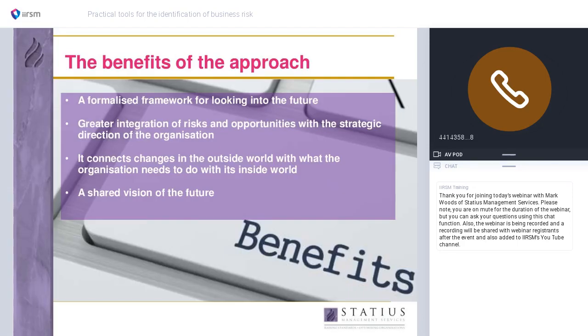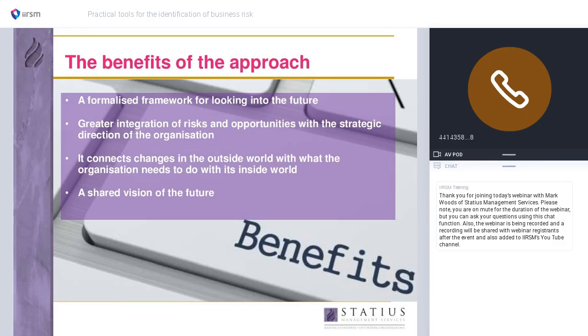The benefits of the approach, slightly different to the what's in it for me approach. We think you'll obviously make up your own mind. There are 4 key benefits to adopting today's approach. One is you get a formalised framework for looking into the future and identifying risks and opportunities. There's also greater integration of risks and opportunities with the strategic direction of the organisation.